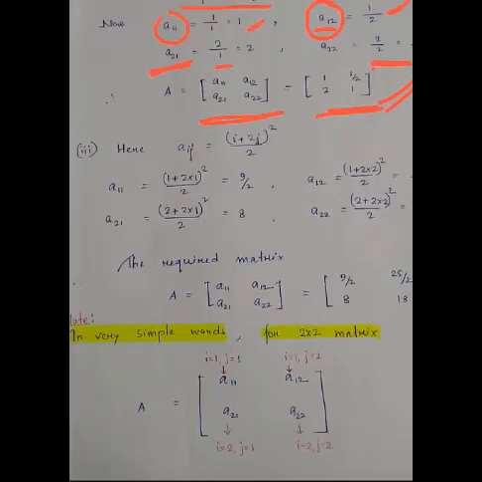Now let's look at the third question under question number 4, Roman 3. Here aij is equal to this expression: in the numerator we have (i plus 2j) whole square and in the denominator we have 2.